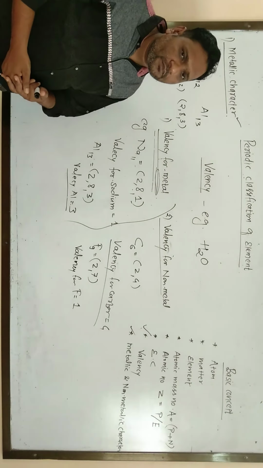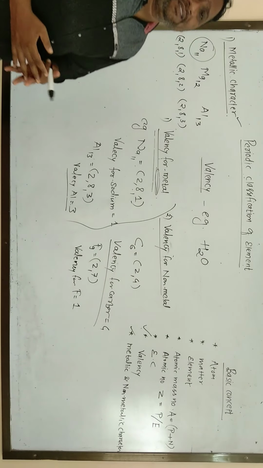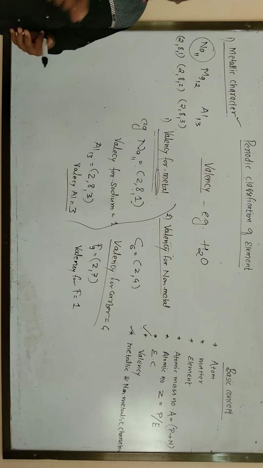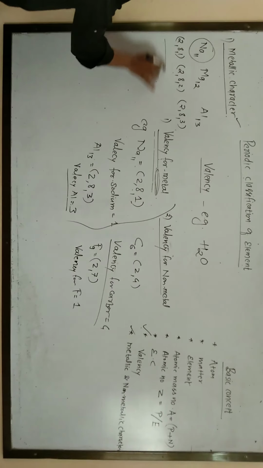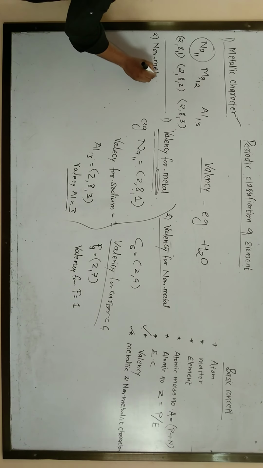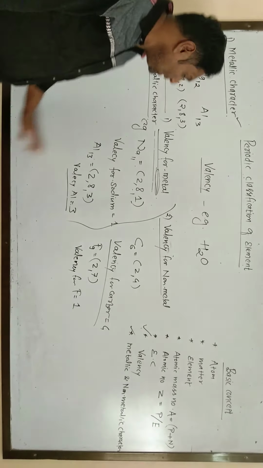Very simple, the tendency of a metal to donate its outermost orbit electron, this tendency is called metallic character or electropositive character. Now turn towards the non-metallic character. Okay, it's very simple.